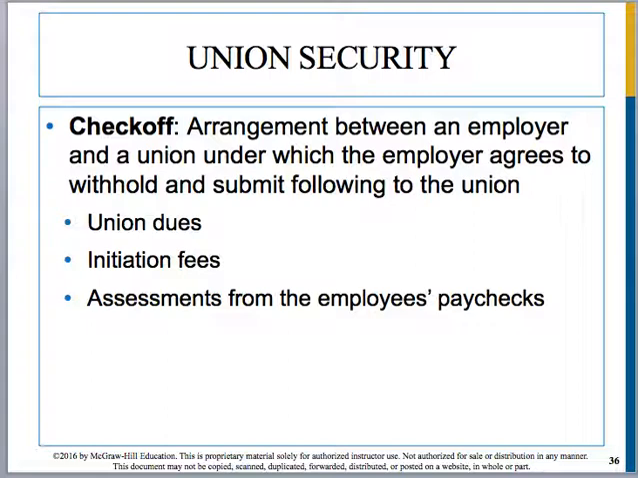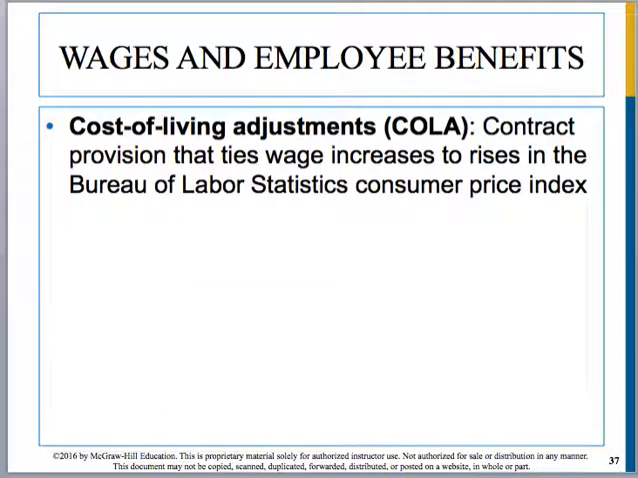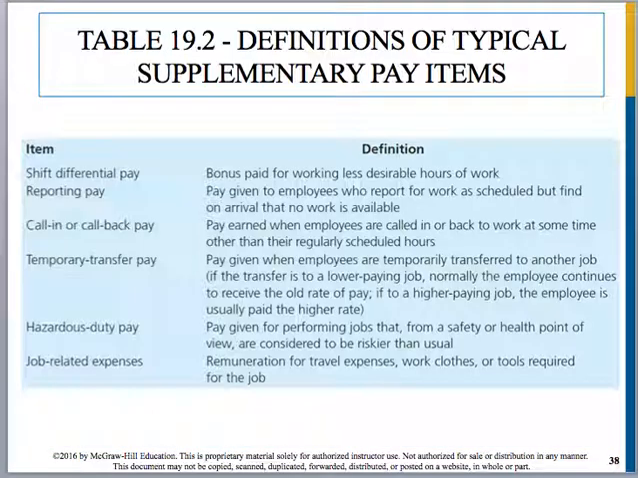Under checkoff, it's an arrangement between the employer and union under which the employer agrees to withhold and submit to the union all dues, initiation fees, assessments from employee paychecks. COLA, and it's not what you drink, it's the cost of living adjustments, and that's a provision in our contracts that ties wage increases to rises in the Bureau of Labor Statistics Consumer Price Index. So if the cost of living goes up or goes down, our wages are tied to that.